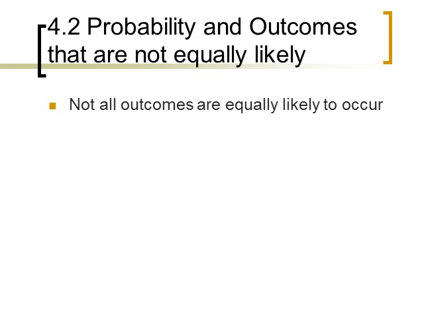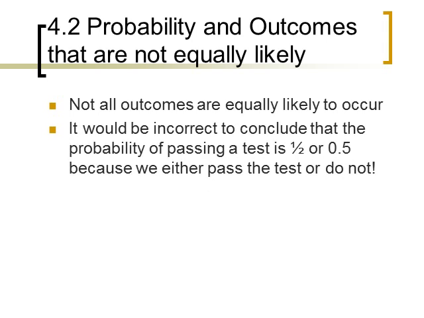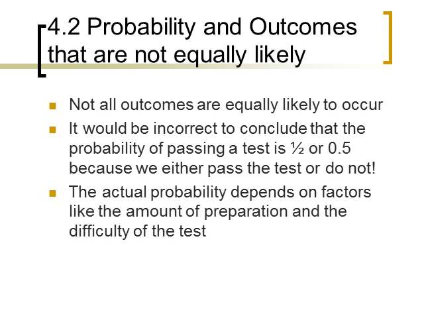When we have outcomes that aren't equally likely, that means that not all outcomes are likely to occur, then it would be incorrect to conclude that the probability of passing a test is 1/2 or 0.5 because we say, well, we either pass the test or not. That doesn't really make sense. It's not really 50-50. The actual probability depends on a lot of different variables. Like, are you really prepared for the test? Is the test extremely difficult, or is it an extremely easy test? That would significantly affect the true probability of passing the test.